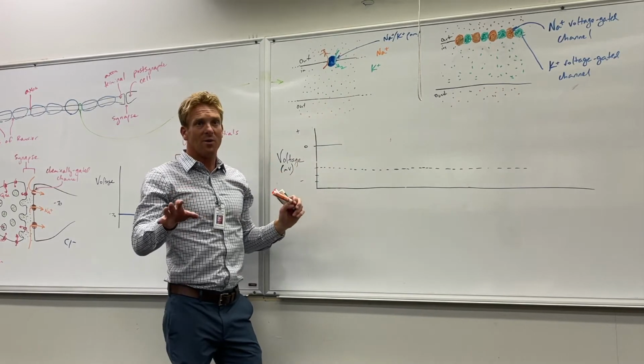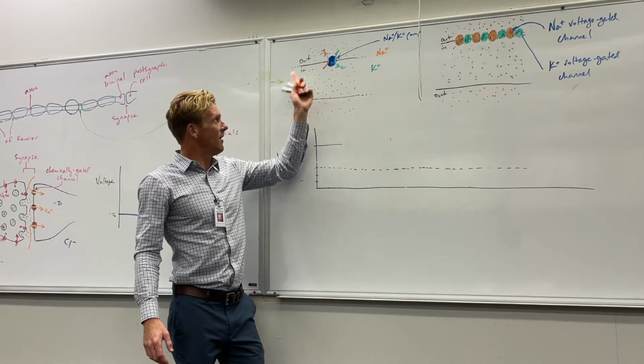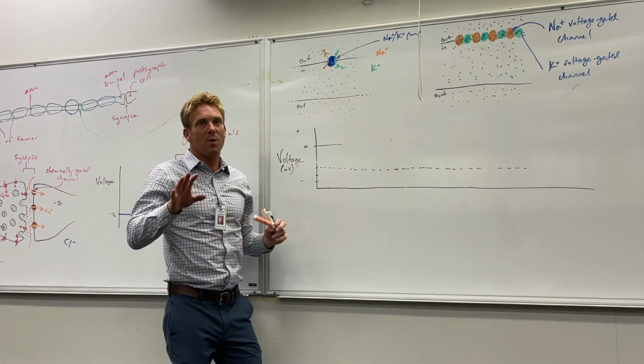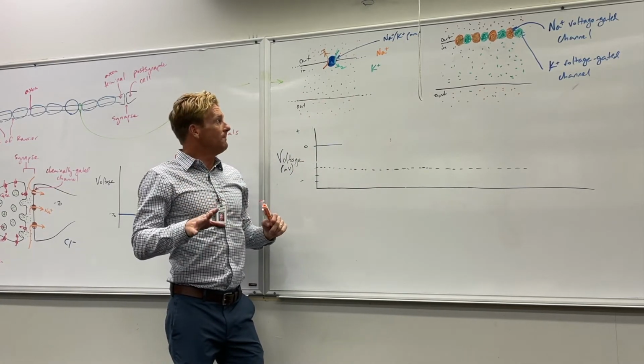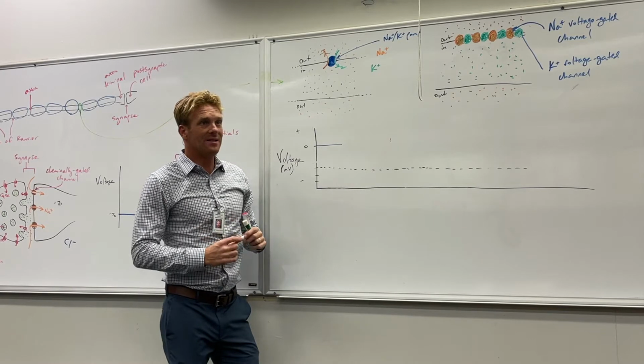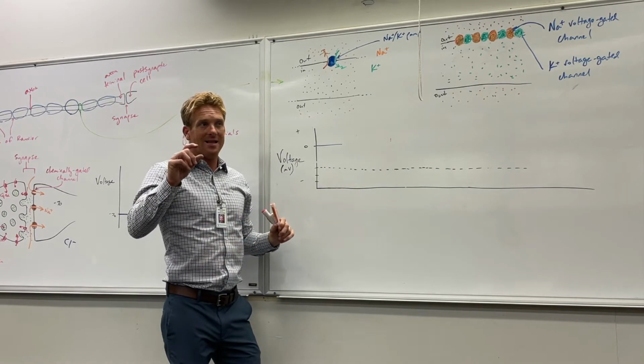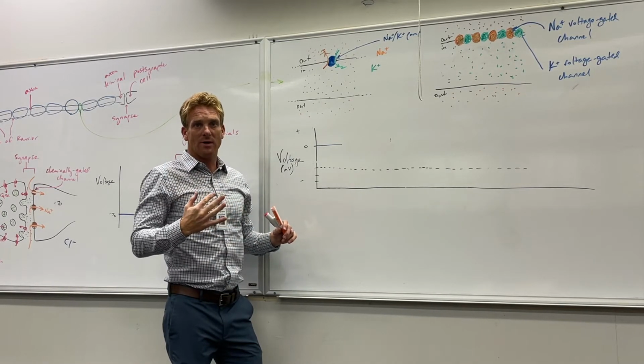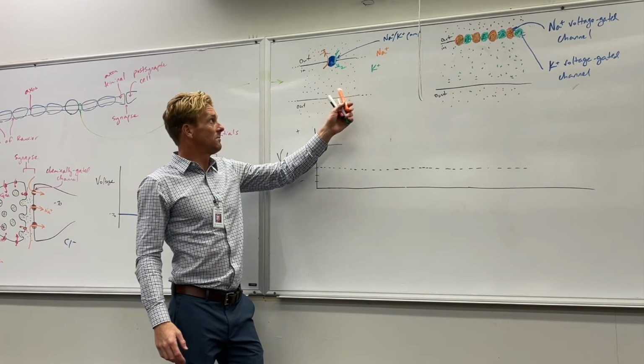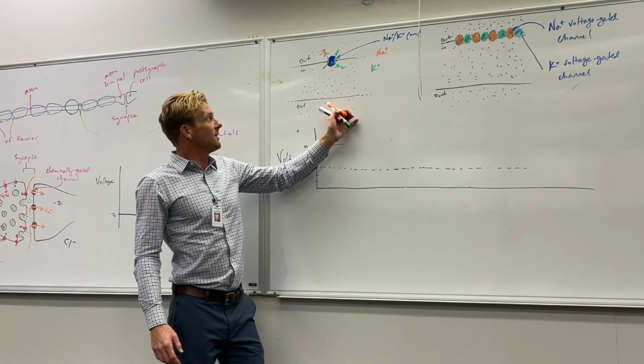But there's something else going on. This cell membrane, right here and right here, is slightly permeable to sodium. Okay, and what that means is that there are these little channels that sodium can leak across if it wanted to. Well, we know that sodium wants to leak across.